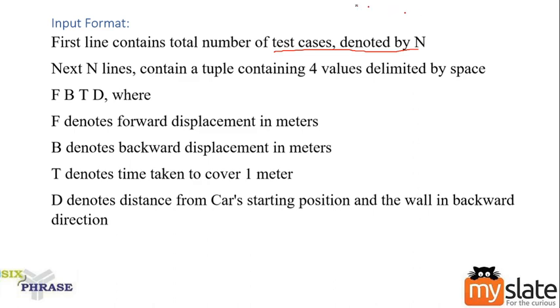Now it contains four values delimited by space. The four values are separated by space. What are the four values? F, B, T, D. F is nothing but forward displacement. B is backward displacement. T is time taken. D denotes distance. What distance? From the car to the wall.